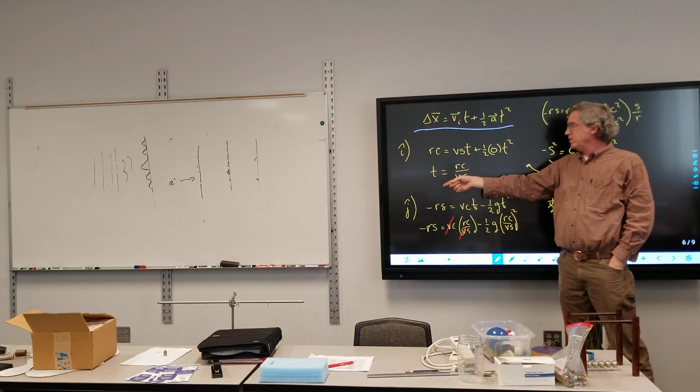Adding S squared to both sides and adding this term to both sides, I get this. And cosine squared plus sine squared of an angle is 1. So that's why I have this equal to 1. So it's simplified very nicely down into this: G R C squared over 2 V squared S equals 1.